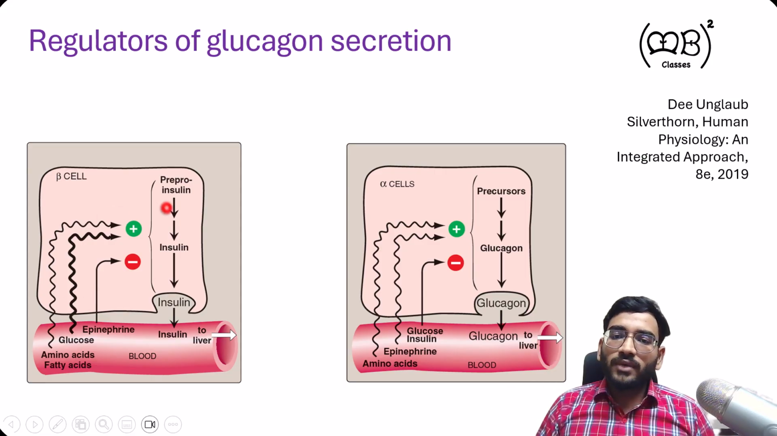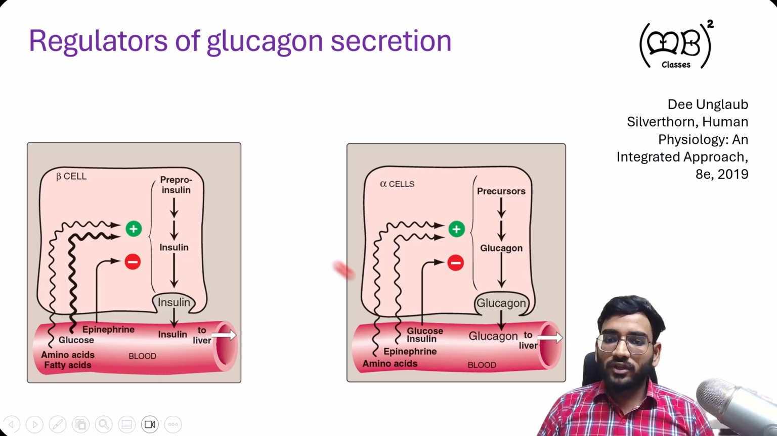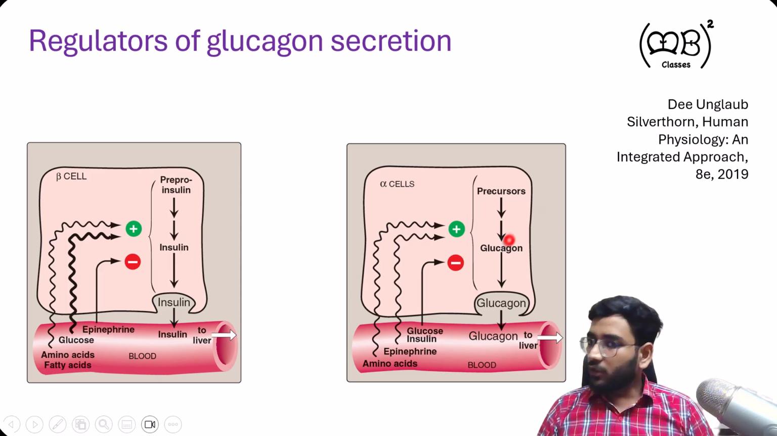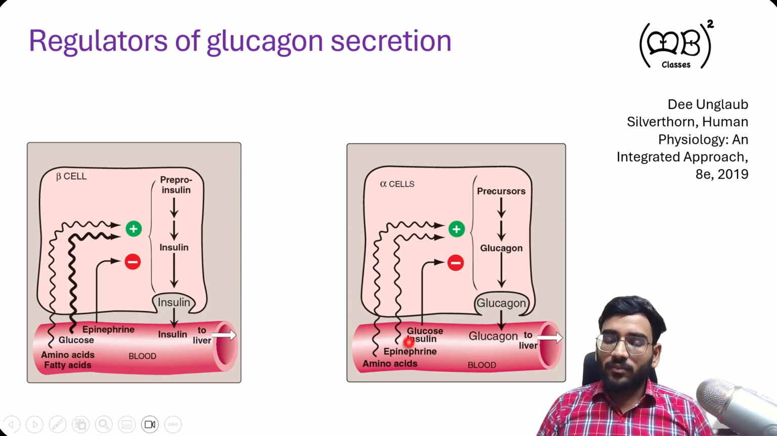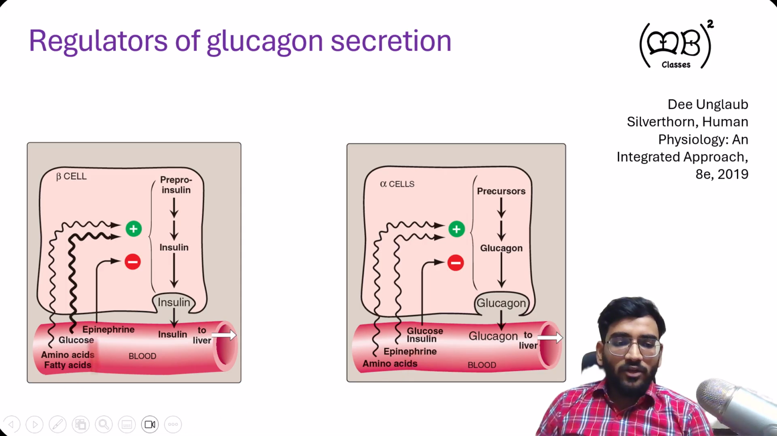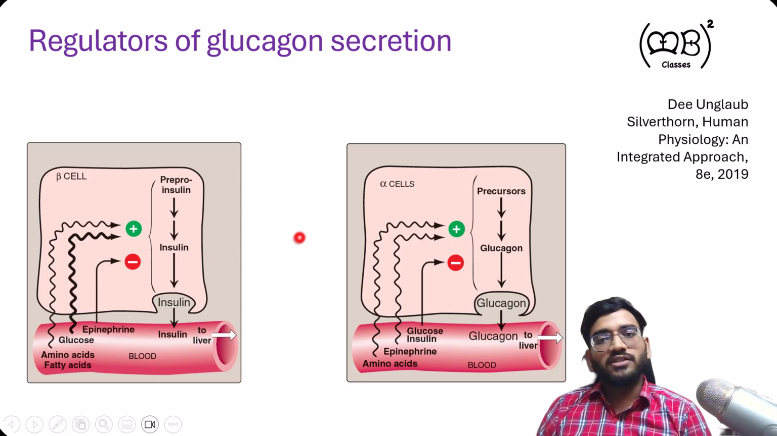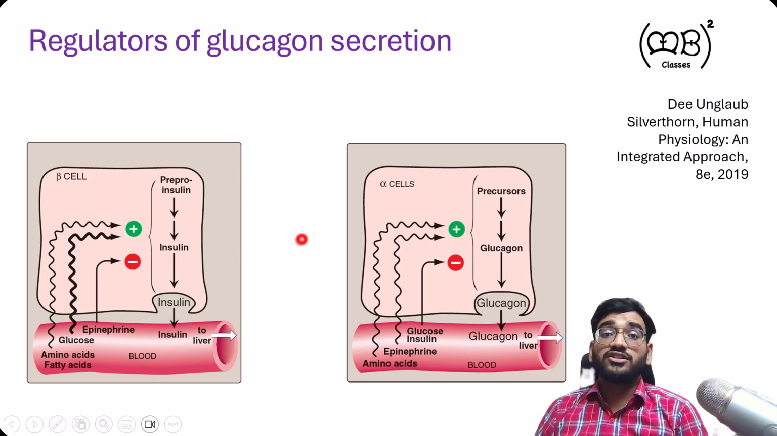Amino acid will stimulate insulin, but amino acid will also stimulate the release of glucagon. The rest, everything is opposite. Like glucose will stimulate insulin, but glucose and insulin will inhibit glucagon. Sympathetic system, which is the epinephrine, is a very important regulator of glucagon secretion, and it will activate the alpha cells to release glucagon. So amino acids will stimulate both insulin and glucagon. Why does that happen? Is so as to prevent hypoglycemia after taking a protein rich diet.